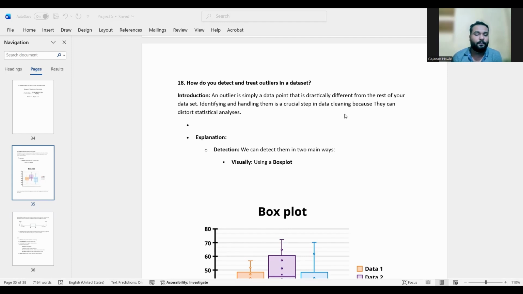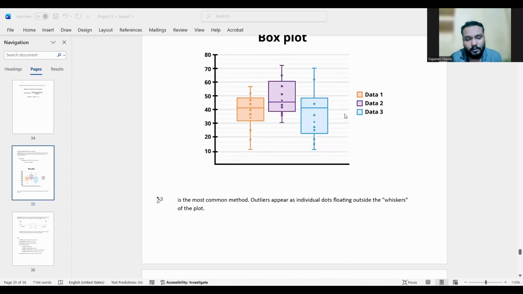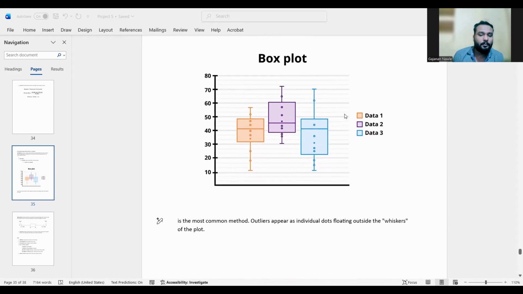First is using a box plot. So here is a box plot. The box plot is the most common method. Outliers appear as individual dots floating outside the whiskers of the plot. So here you can see there are three boxes and all these are data points.